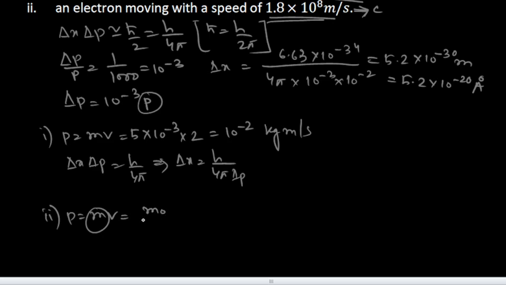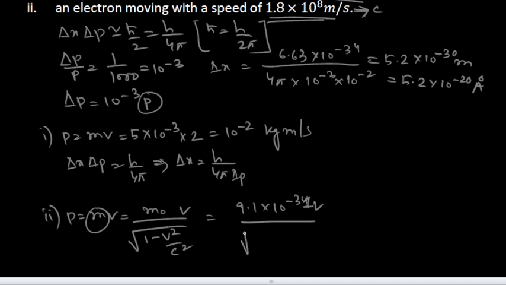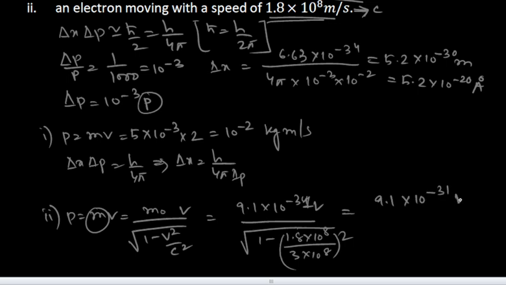So m is equal to m0 by root over 1 minus v squared by c squared. And m0 is just the mass of the electron, which is 9.1 into 10 to the power minus 31, by root over 1 minus 1.8 into 10 to the power 8 by 3 into 10 to the power 8, squared. Let's take the square of that, and the value we get is, let's just write 9.1 into 10 to the power minus 31 by, this comes out as 0.8.